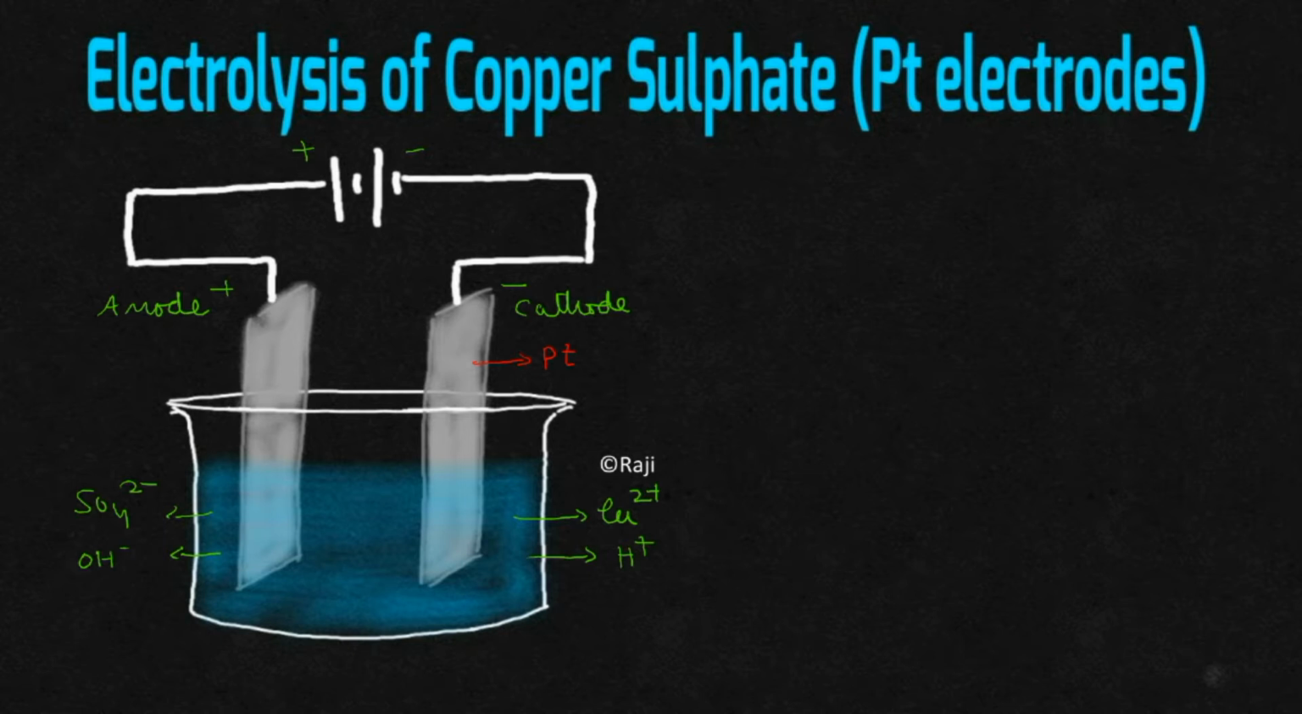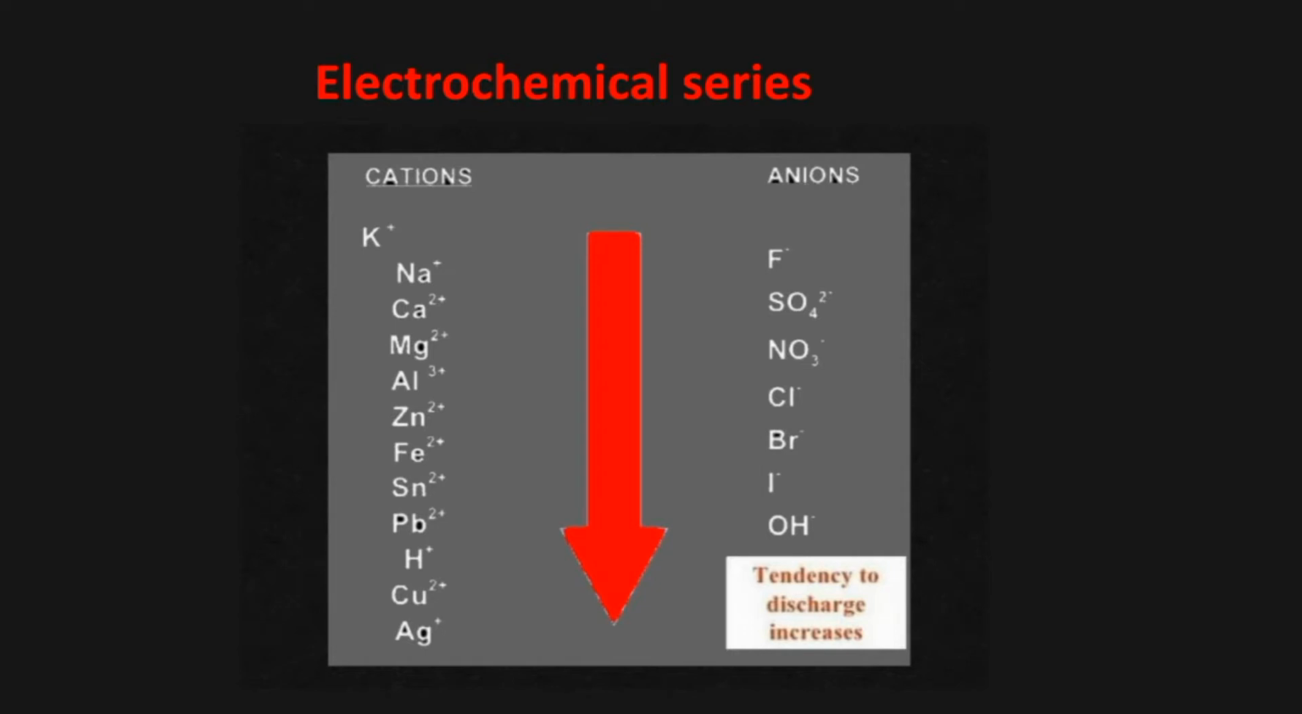Whenever more than one cation and more than one anion is present in the electrolytic solution, only one can discharge at a time, and that process is known as preferential discharge of ion. So, how can we decide that? It depends upon so many factors we were discussing. One factor is the position of the ion in the electrochemical series.